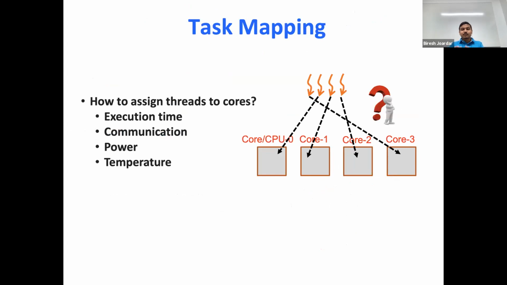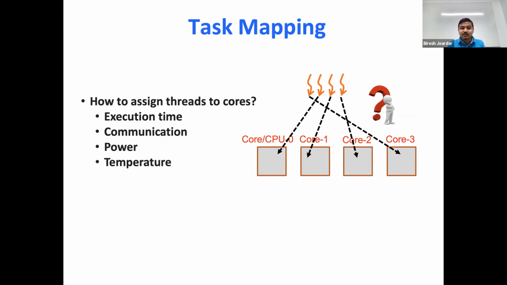So what is the problem of task mapping? So the problem of task mapping is I have n threads, I have n cores. Now which thread should be run on which core? So that's the simple problem of task mapping. How should I map these threads to my existing cores? Now, why would I want to do that?